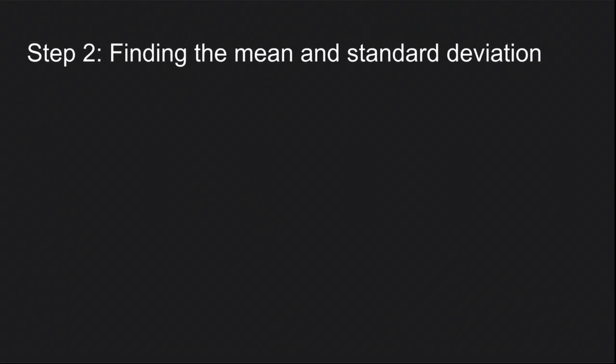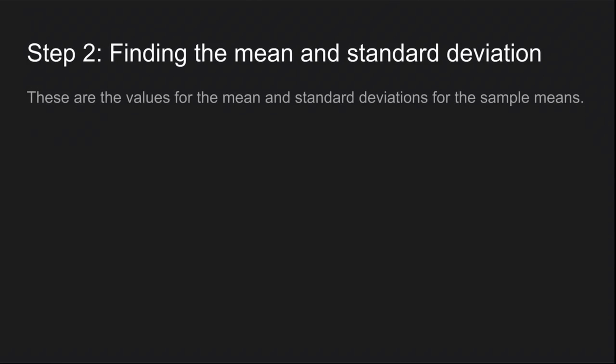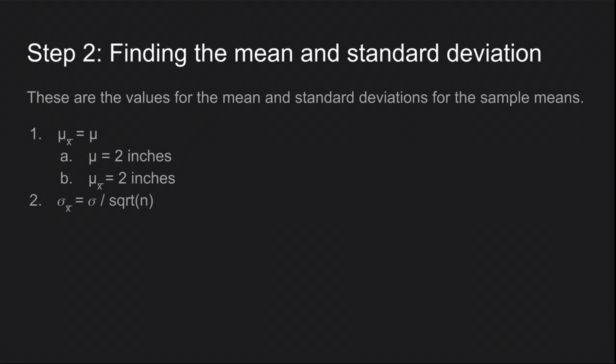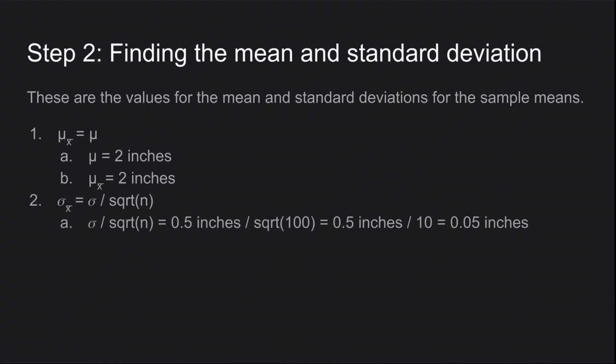Then step 2, finding the mean and standard deviation of the sample means. The mu of the sample average is equal to mu as well. Before, you saw that mu is 2 inches, so the sample mean is also 2 inches. Then there's a formula for the standard deviation of sample means too, which is the standard deviation of the population over the square root of n. That's basically 0.5 inches over the square root of 100, which is 10. So 0.5 inches over 10 is 0.05 inches. So the standard deviation of the sample means is 0.05 inches.